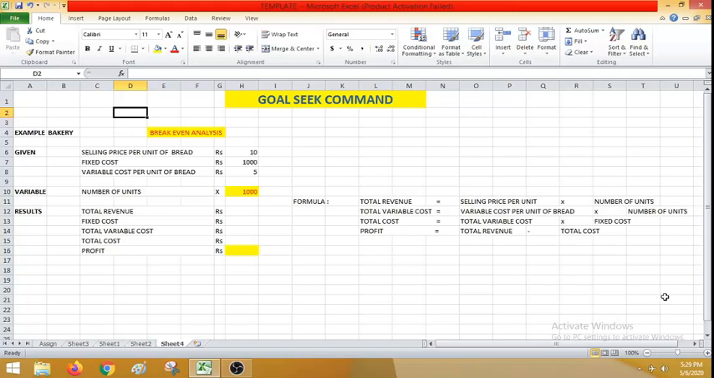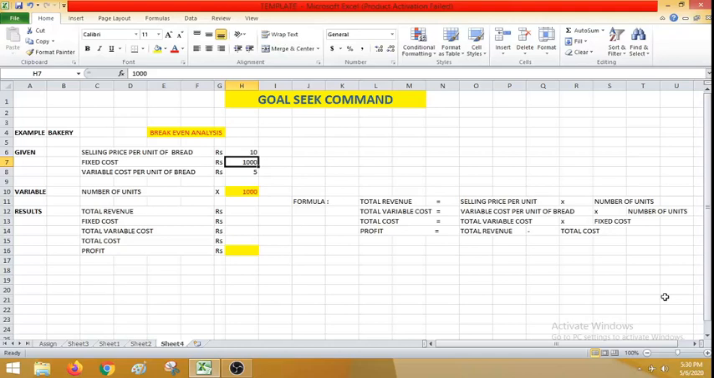The example I have chosen to explain the goal seek command through the break even analysis is a bakery example. In a bakery, the selling price of 1 unit of bread is considered rupees 10, for example, and the fixed cost, whether the bakery operates on the day or sells on the day, irrespective, is 1000. It may be related to electricity, rent or any other things that may be included in fixed cost. It is 1000 rupees whether they operate or not on a day.